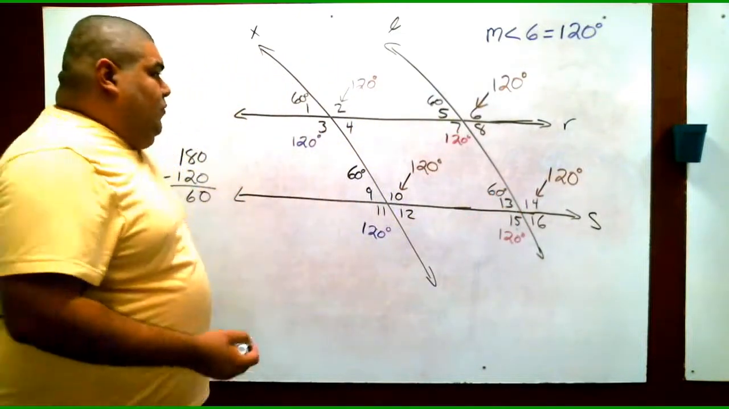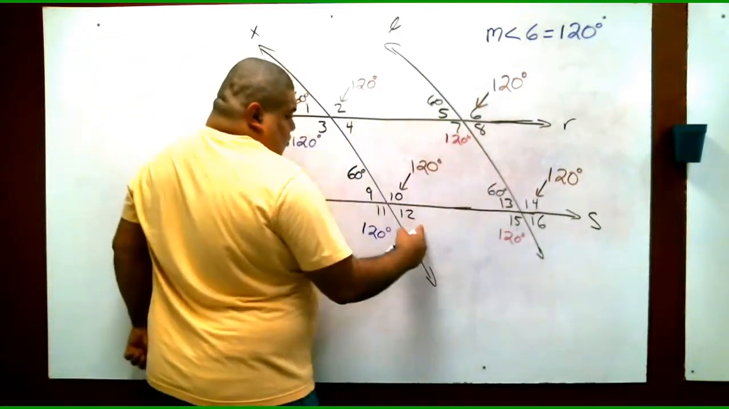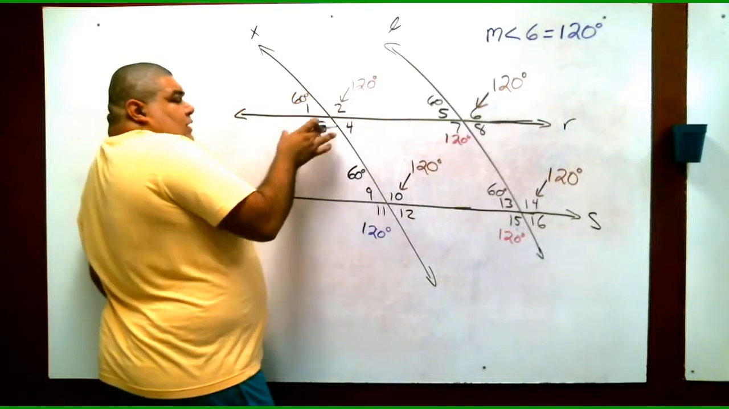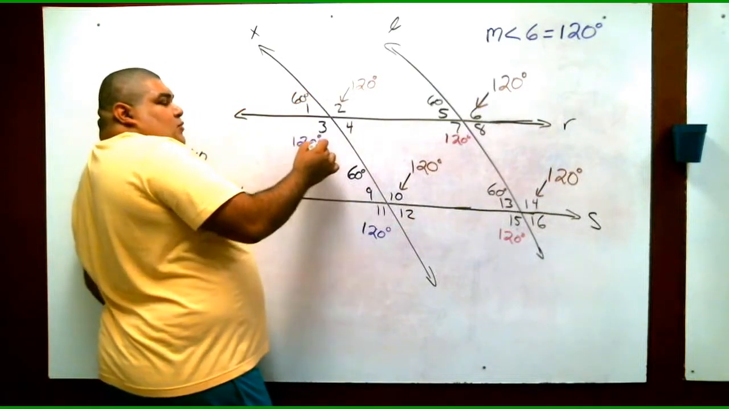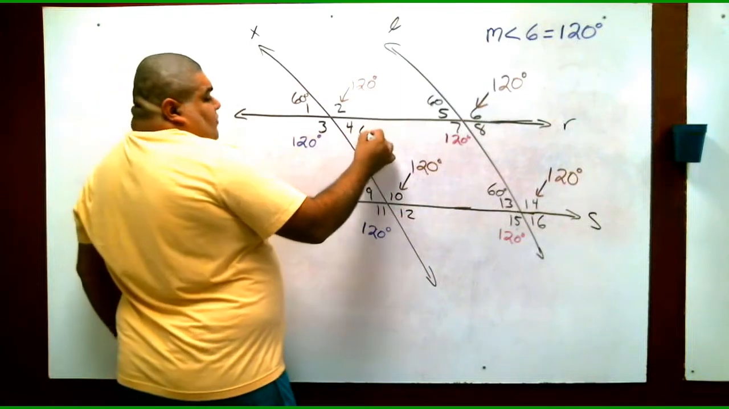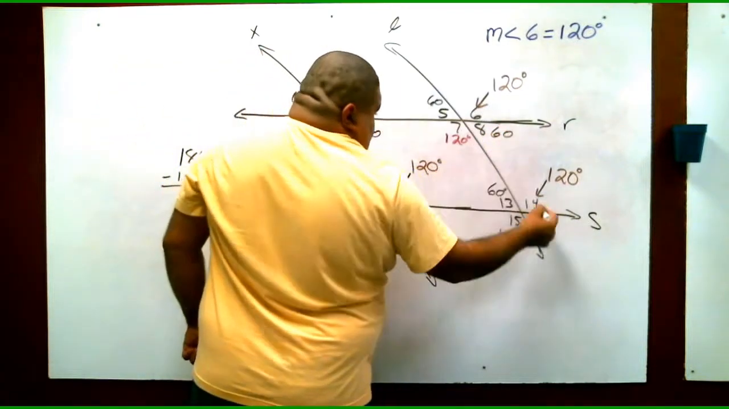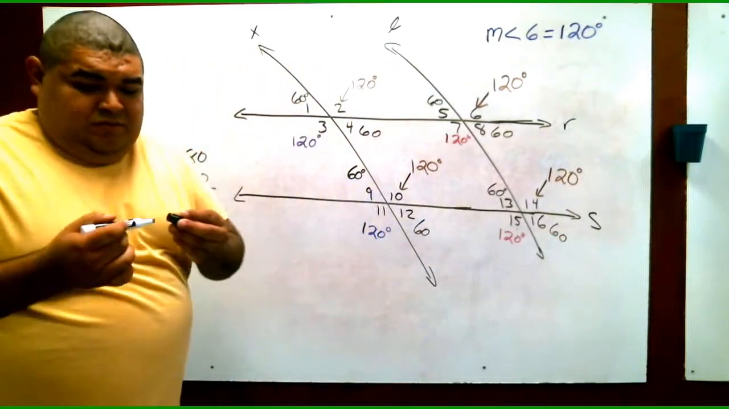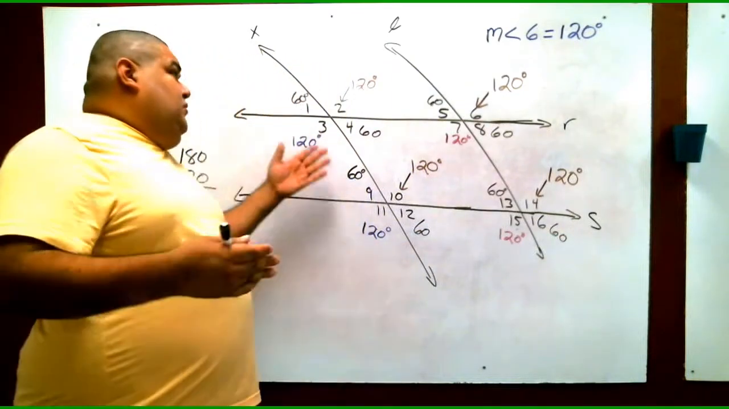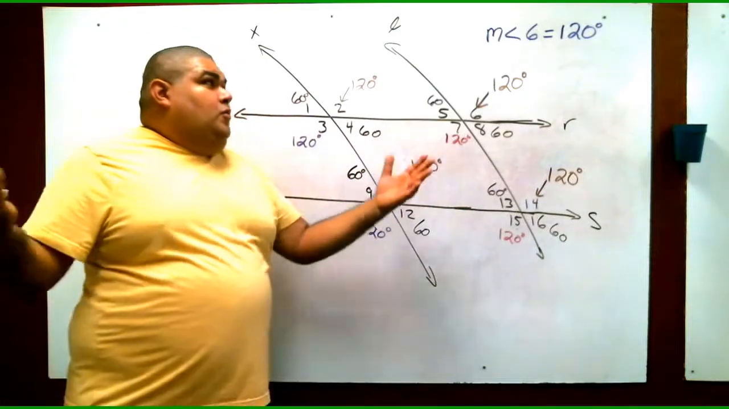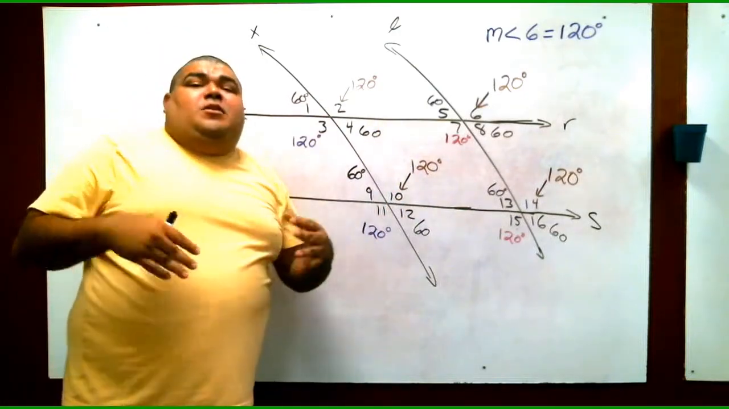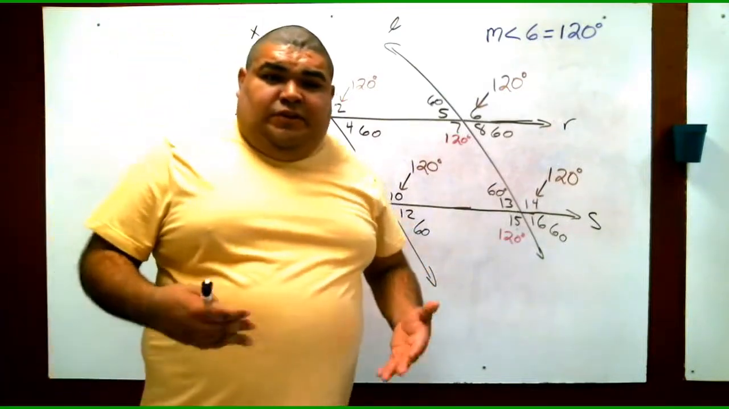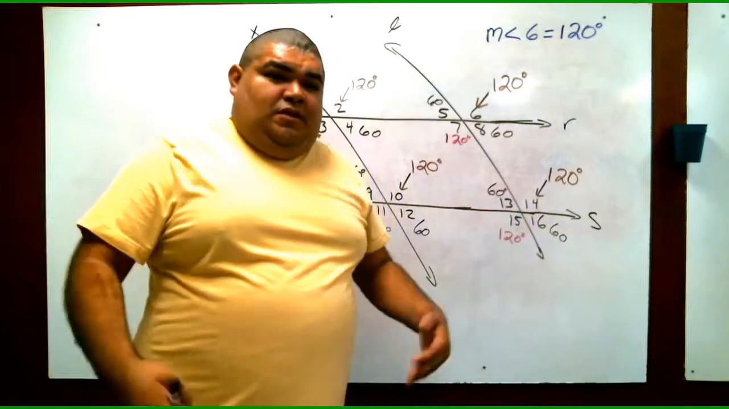What are we left with? We're left with 4, 8, 12, and 16. Again, by congruency of angles, or again, the bottom is another supplementary, 120, and then the rest, which is also 60. So now we've solved for all the angles. Our big angles were 120, our small angles were 60. And that is how we solve for angles using alternate exterior, alternate interior, corresponding, and consecutive interior.